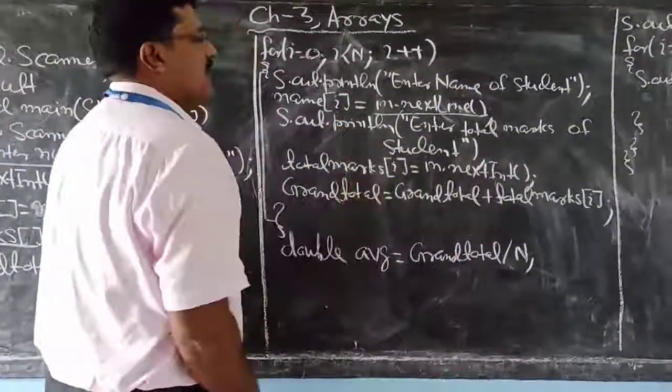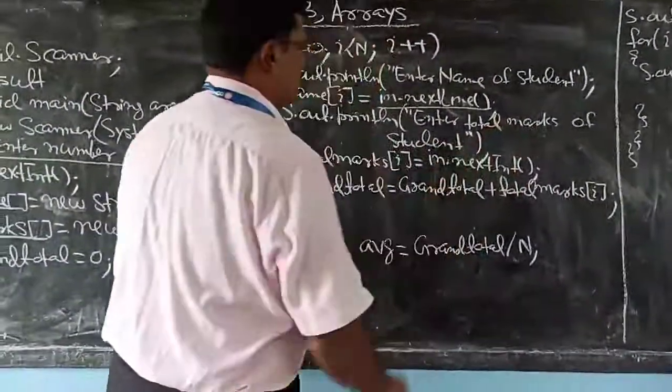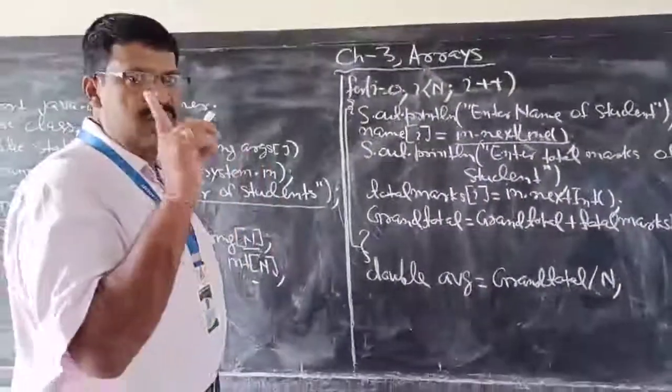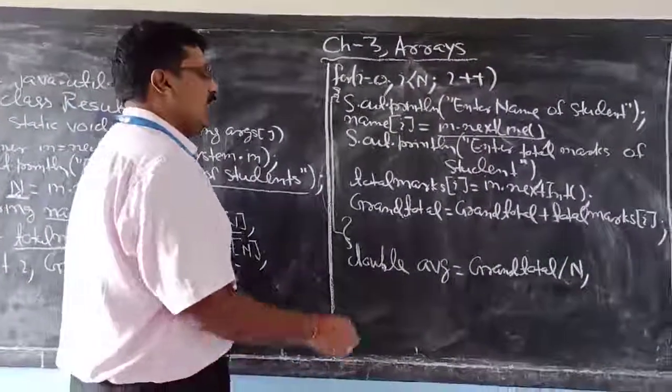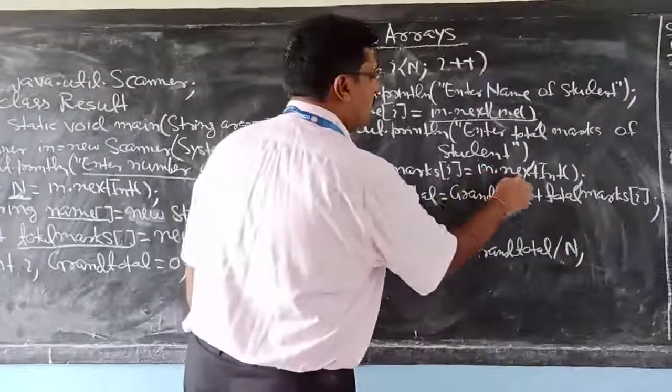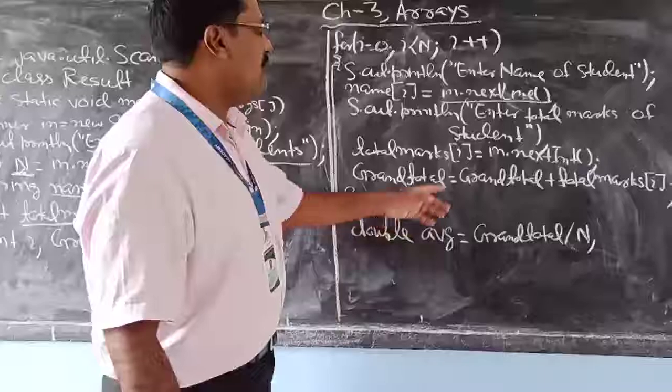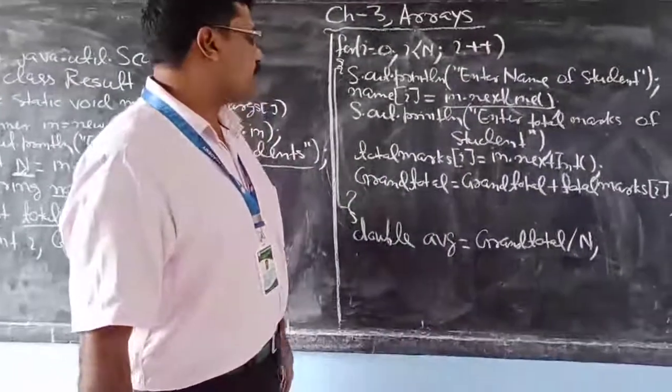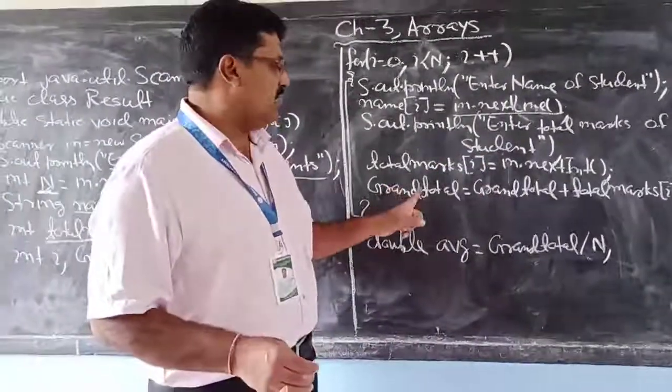Again, System.out.println enter total marks of the students. Input the total marks of the first student. So total marks[i], where i value is 0, total marks[0] equals in.nextInt. So we have to input the total marks. Now add these marks in the grand total.